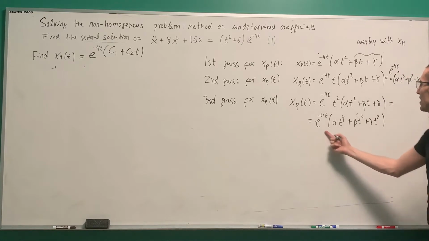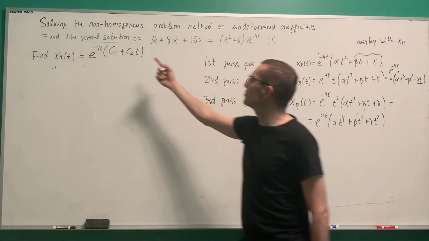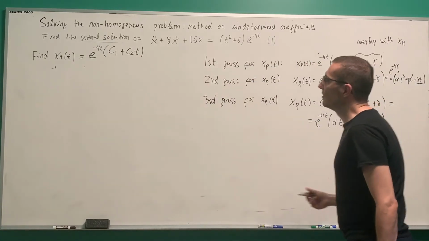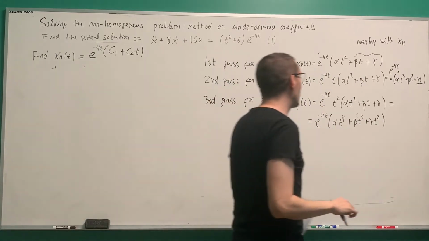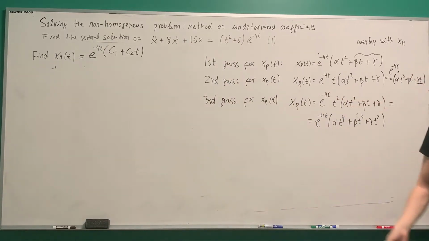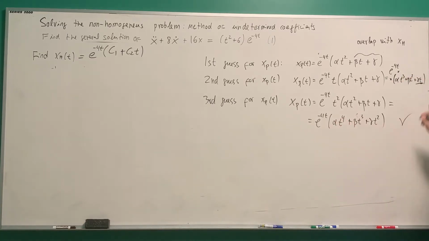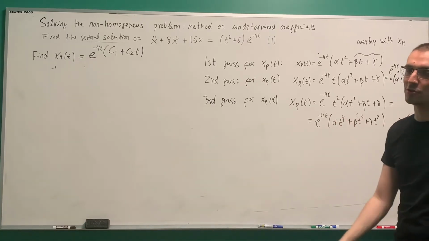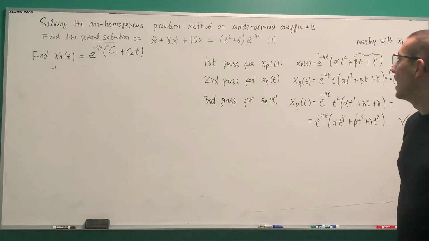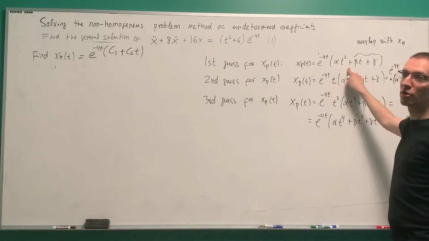Now, there is no overlap whatsoever between this one and this one. If this one had a t squared, there would be overlap, and we would have to multiply again by t. But there's no longer an overlap, so this is the valid guess. This is the guess that has no overlap with the homogeneous solution. All right? If you were to try the other guesses, they would not work.